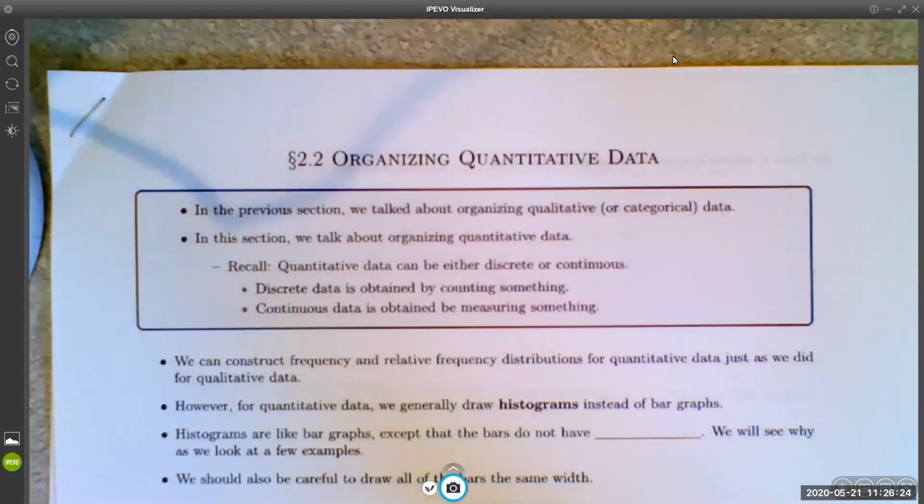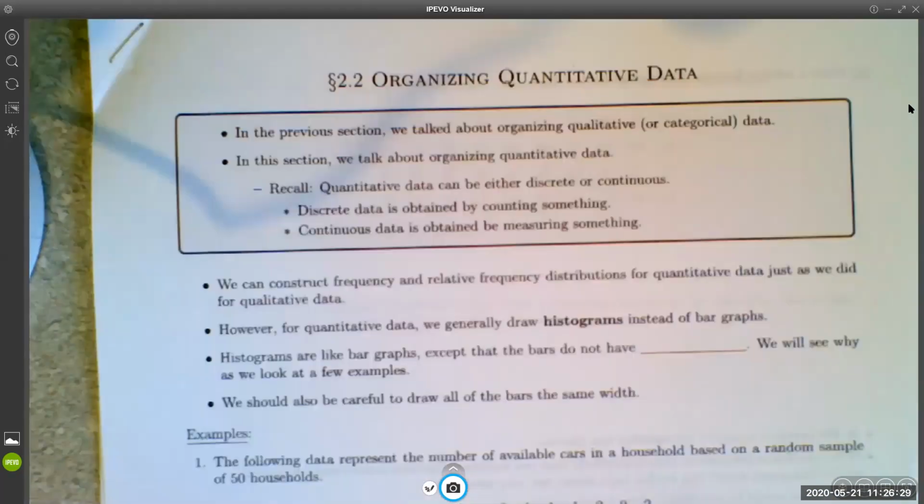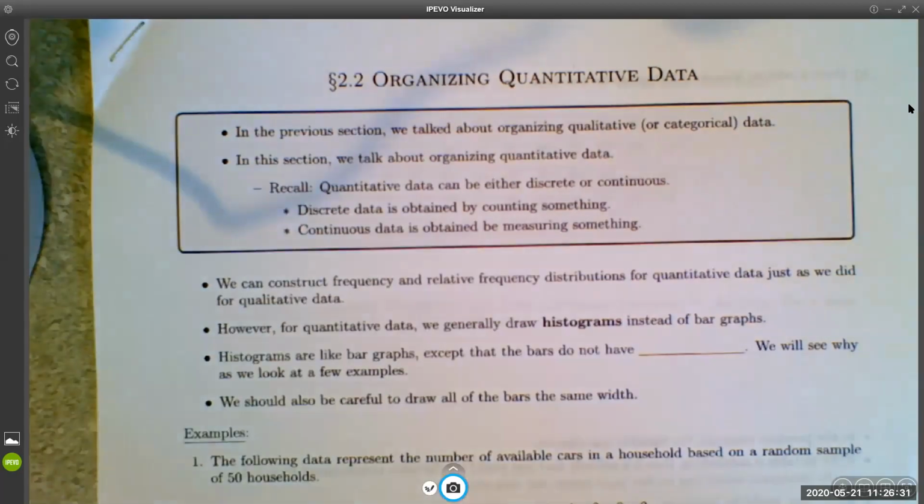All right, 2.2 is about organizing quantitative data. In 2.1, we talked about organizing qualitative data, and the steps that we take to organize quantitative data are very similar. There is an additional layer of difficulty here, though, because our categories, instead of being labels like location of injury, are going to be numbers themselves. And it's really easy to get the categories confused with the counts because it's all numerical, right?